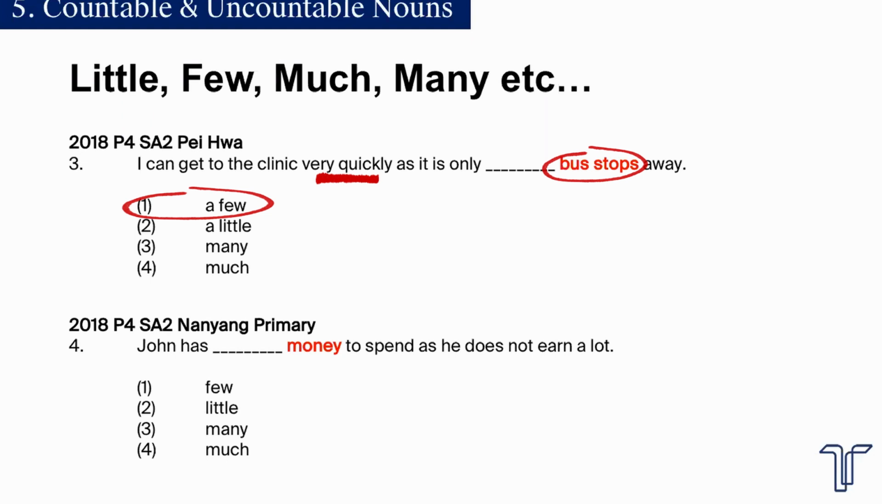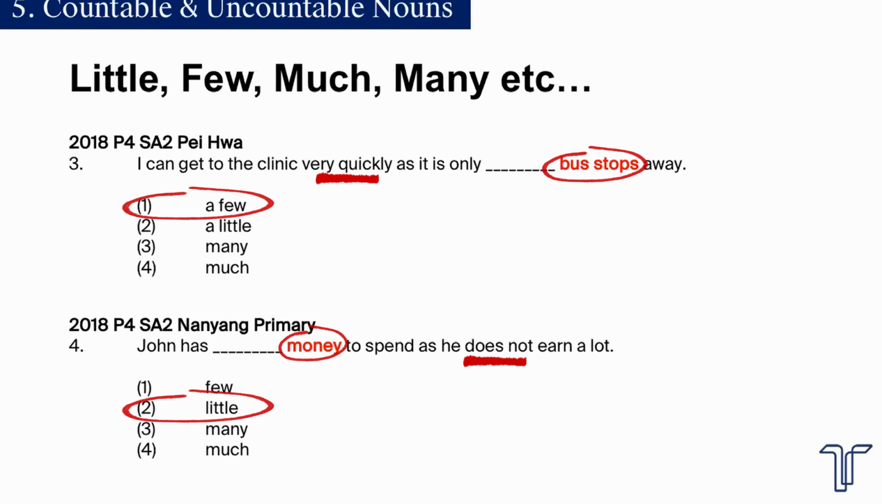4th question, last question. Money, again, you can't count money. You don't say 1 money, 2 monies, 3 monies, right? And so I need to know whether I have little or much, okay? So John has blank money to spend as he does not earn a lot. Does not earn a lot means does he have a lot of money? No. So John has little money to spend. Answer is 2. Okay, this should be pretty straightforward and simple.